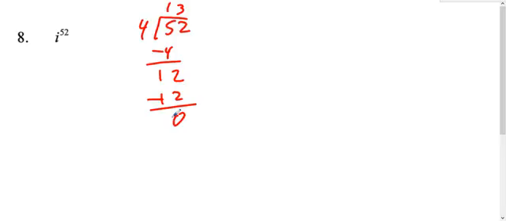So when you're simplifying powers of i, you take whatever the exponent is, 52, and you divide it by 4. 4 goes into 12 3 times, no remainder. The remainder is the only part that matters. Remainder equals 0 means that this is the same thing as i to the 0, and anything to the 0 power is 1. So this answer is 1.